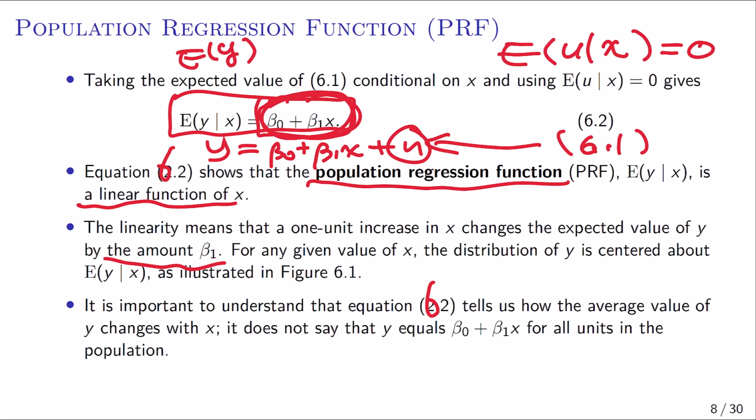This 6.2 tells us how the average value of y changes with x. Here, it does not say y equals beta naught plus beta 1x. So if you want to use a single value of y, you have to use the 6.1 equation, the original so-called regression model, right? We have the u term in it. But if we talk about the average sense, then we can ignore the u term. That's the difference. That's why this 6.2 is called a population regression function. We put the whole expected value of y as the variable on the left-hand side.